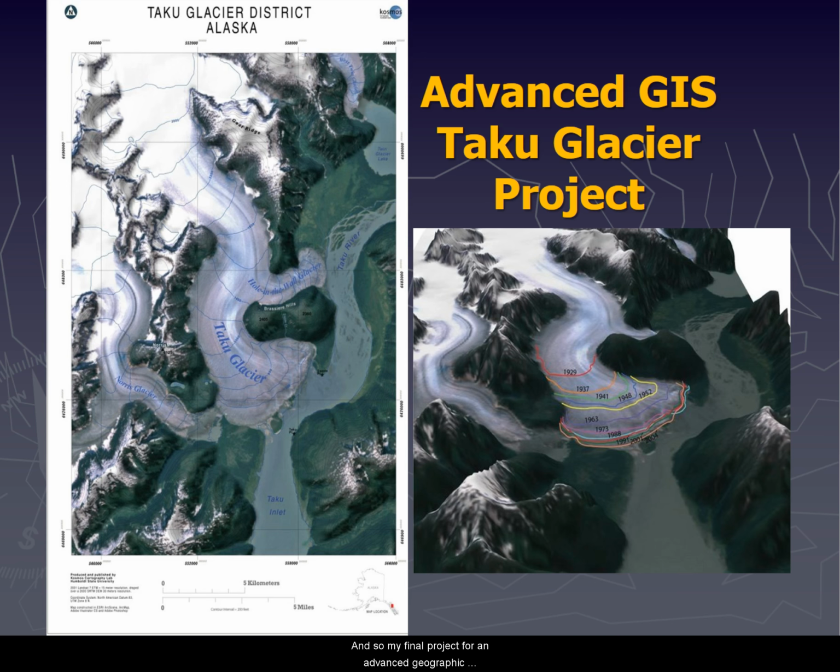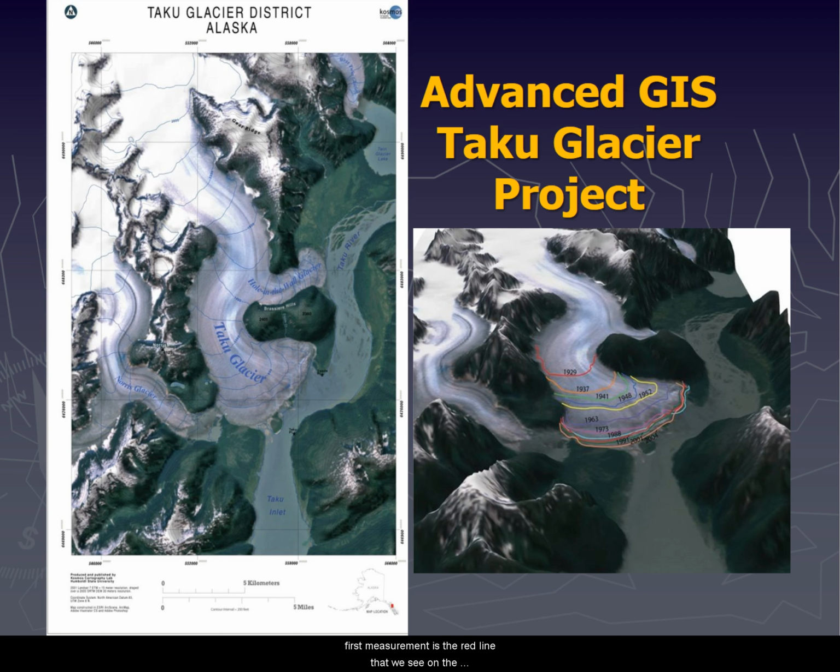And so my final project for an advanced geographic information systems class was looking at the Taku Glacier. The Taku Glacier was unique in the fact that it was actually expanding linearly. So it was advancing forward, while all the other glaciers surrounding it were receding, so moving backwards. We were taking data from research groups that were going out there different years and walking the toe, the bottom part of the glacier, and taking measurements.